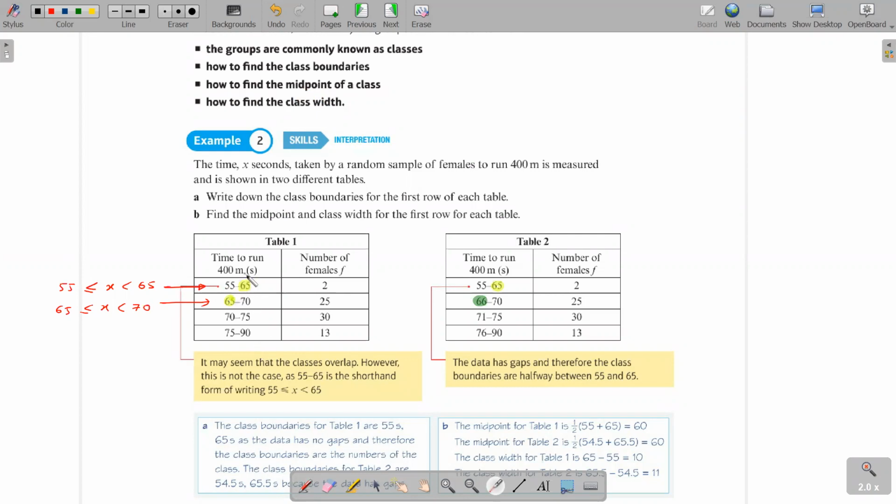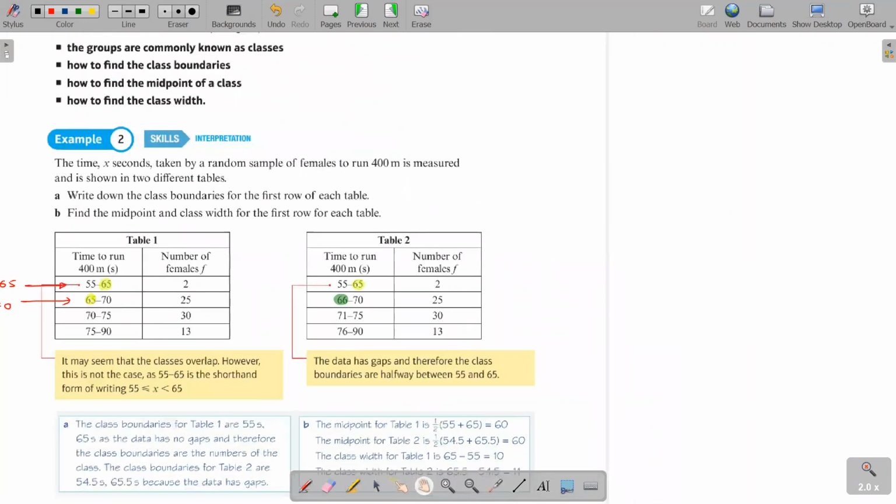So in this case, class boundaries are quite easy. You get the exact same values for the class boundaries. So 55 and 65 are the class boundaries. However, in table 2, you can see there is no overlap, but there is a gap. And when it comes to time values, you could get decimal values between 65 and 66. So when there are gaps, we need to fix this. How do we fix this gap?